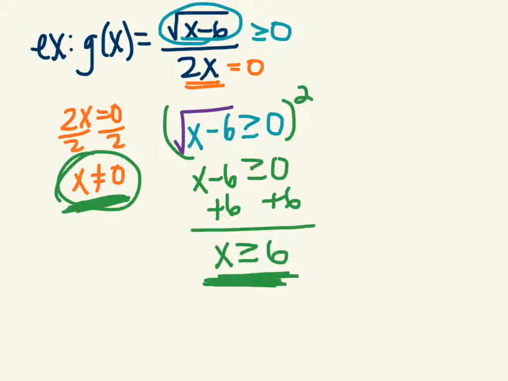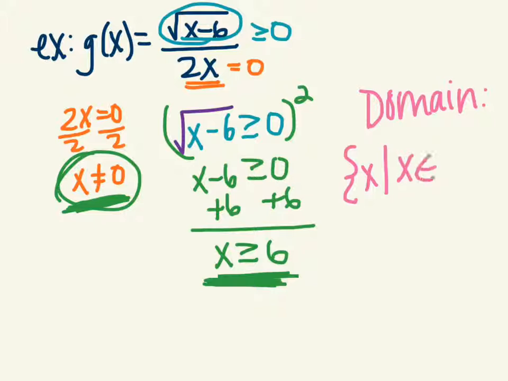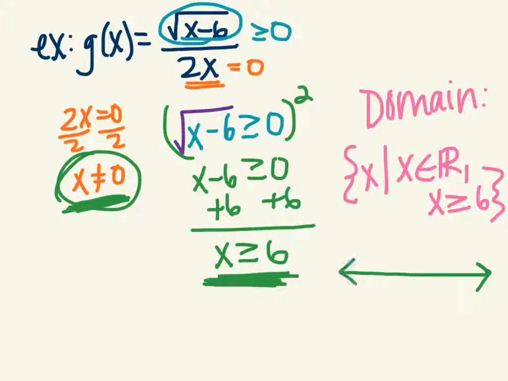So your domain here is the set of x such that x is in the set of all real numbers, only the ones that are greater than or equal to 6. I should mention you could also write this in interval notation. Interval notation is where you use the number line and the square brackets or the round parentheses.